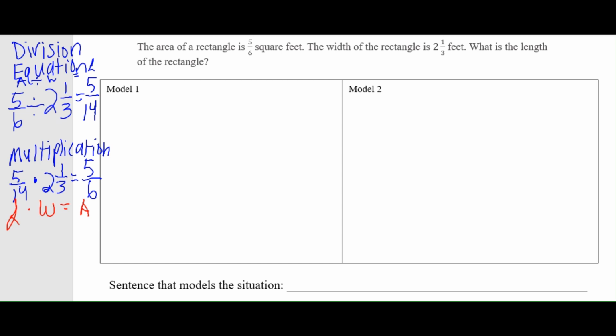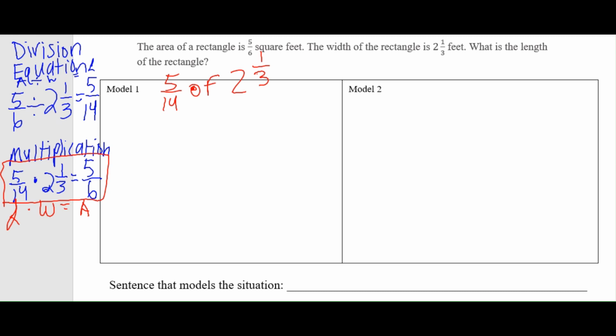The second model, to eliminate the confusion with the second model, instead of doing the 42 boxes, you can do something simpler. So here's what you would show. I'm going to use the multiplication, so I'm going to be using this model right here. I want to show what is 5/14 of 2 1/3, and I should get the answer 5/6.